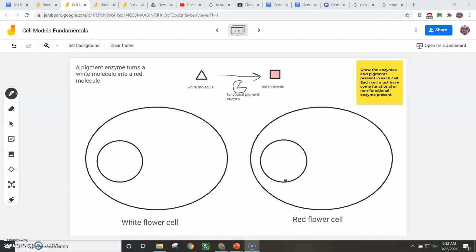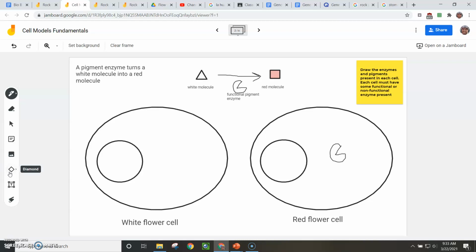Let's actually start here with the red flower cell. In the red flower cell, we're going to need to have white molecule changing into red molecule. And that means we're going to have some of this functional pigment enzyme to do it. So I'm going to start by drawing that functional pigment enzyme, kind of a Pac-Man shape. Yours doesn't have to be perfect, but it does need to have this part where the white molecule can fit in there.